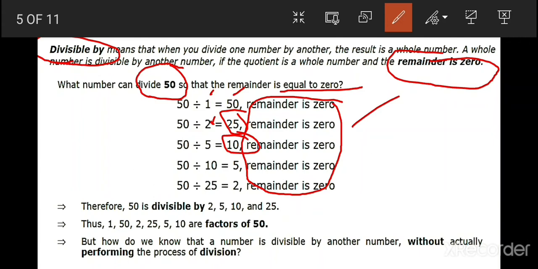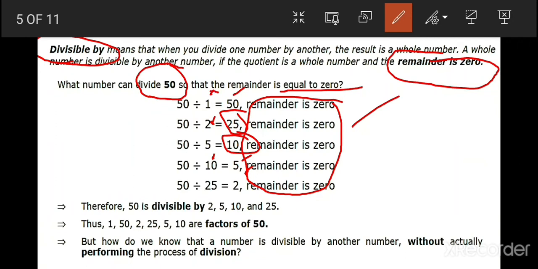And then if you divide 50 by 10, using your fingers again, it's 10, 20, 30, 40, 50. So how many fingers show up? 5. Right. Same is true for 50 divided by 25. The answer is 2. So all of it, the remainder is 0. Therefore, 50 is divisible by 2, 5, 10, and 25.